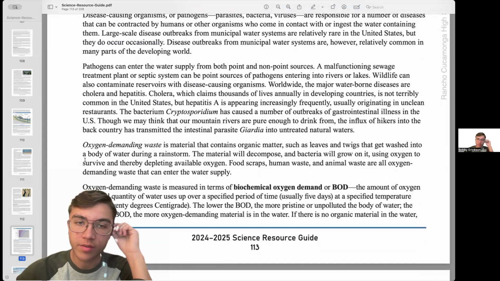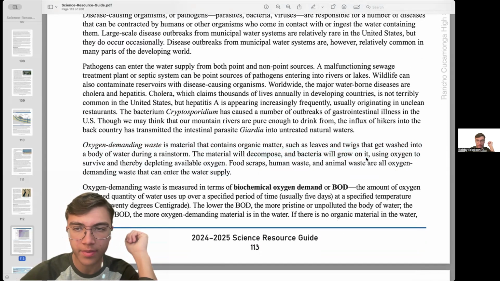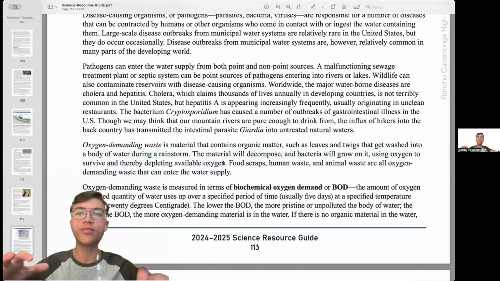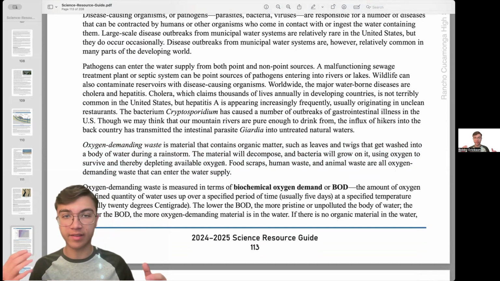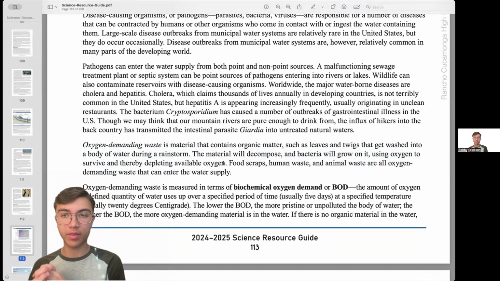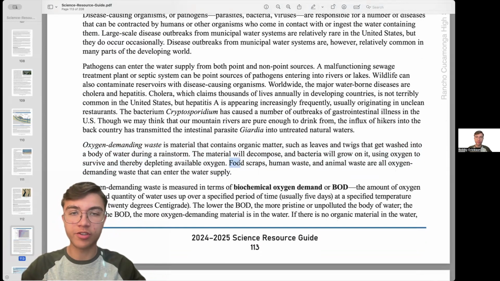Then we have oxygen demanding waste. This is material that includes organic matter, like leaves and twigs, and this will decompose. Bacteria grows on it, and it uses oxygen to survive. So if leaves and twigs are left in the river, bacteria grows on them. Those bacteria will start eating up the oxygen that's in the water, which will deplete the available oxygen. Some oxygen demanding wastes include food scraps, human waste, and animal waste.